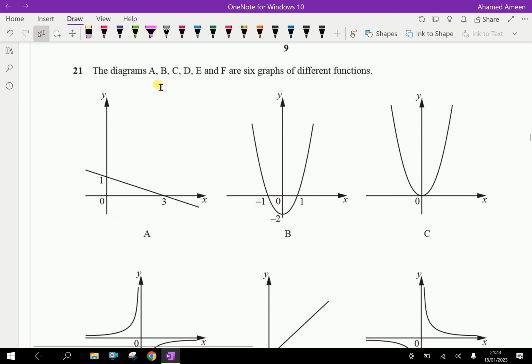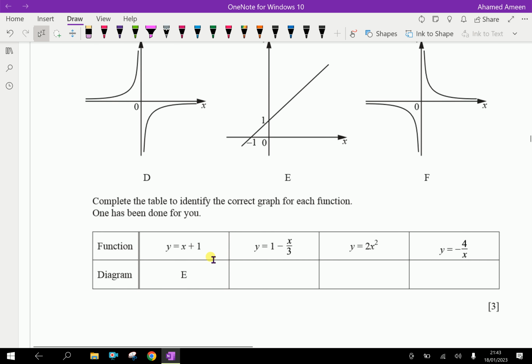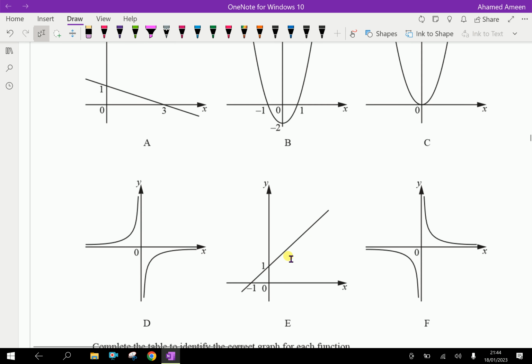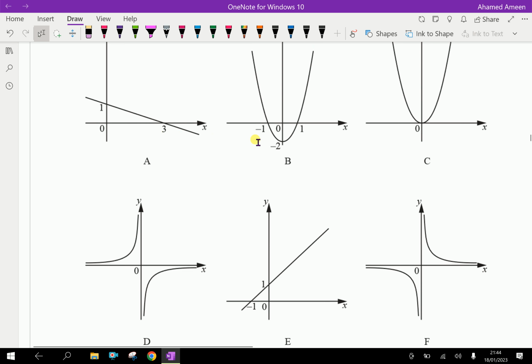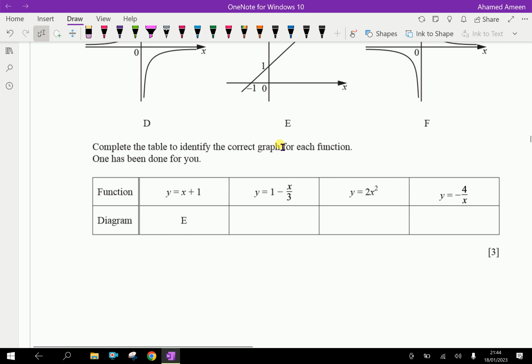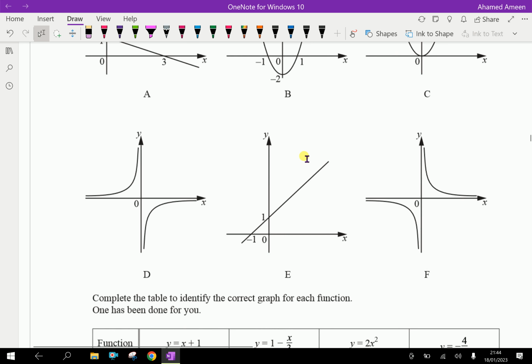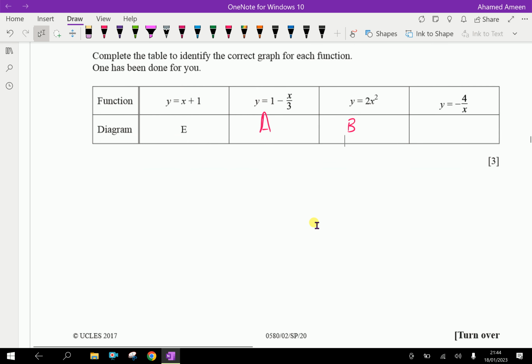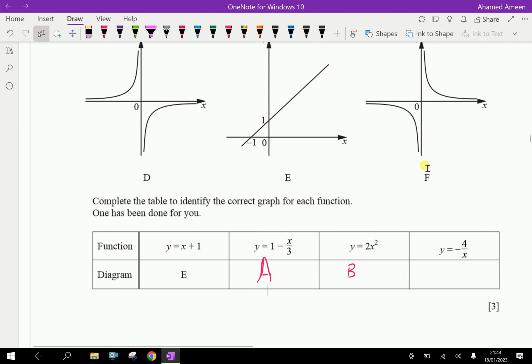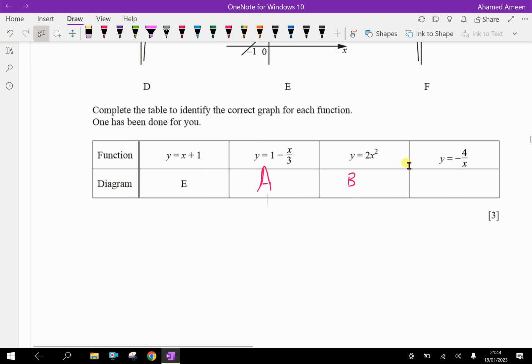Next question. Look at this diagram. A, B, C, D, E, F are 6 graphs of different functions. You have to fill this. Here, y equal to x plus 1 is linear, this is E, and this is y equal to 1 minus x. Here this A is also linear. This is a parabolic. Here parabolic B is here, and the reciprocal function is here, F.